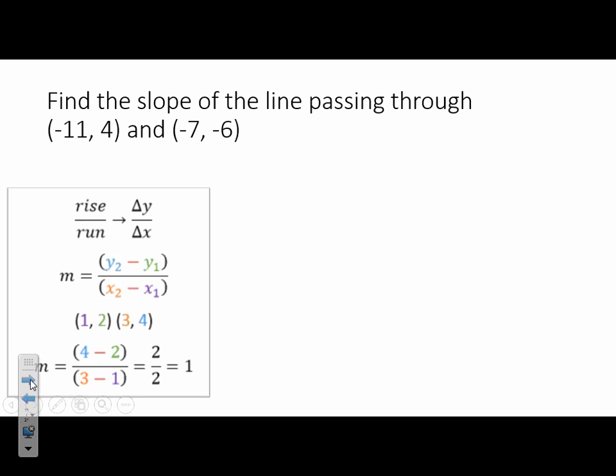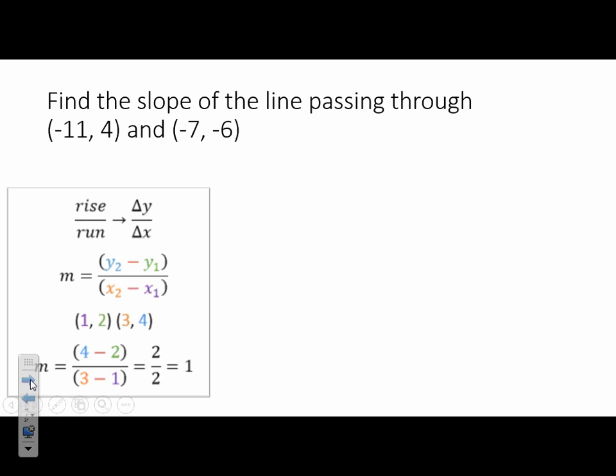So a slope of a line passing through 2 points, we're looking for the rise over the run. Some books call it change in y over change in x. Delta means change. And it's y2 minus y1 over x2 minus x1. Do we need to see another example, or have we worked enough of those? We've worked enough of those.